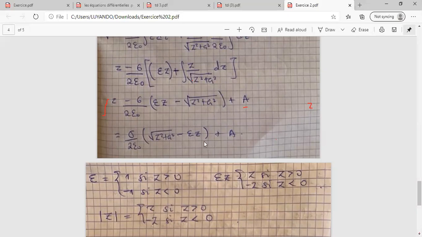So if you want, here you can put your modulus to indicate that you are finding at negative 1 and 1. And yeah, that will be your potential for both points, when Z is greater than 0 and when Z is less than 0. Are there any questions? Are there any questions, queries, additions, subtractions, anything?